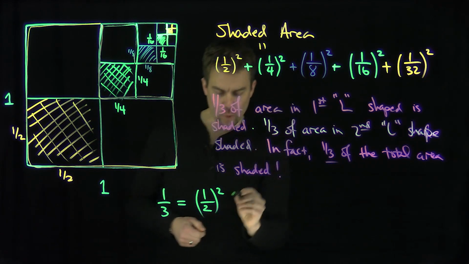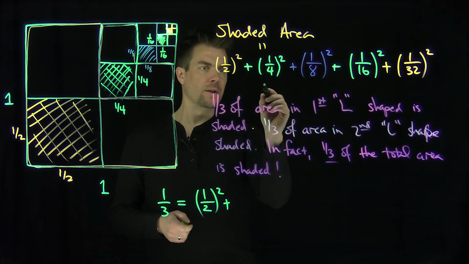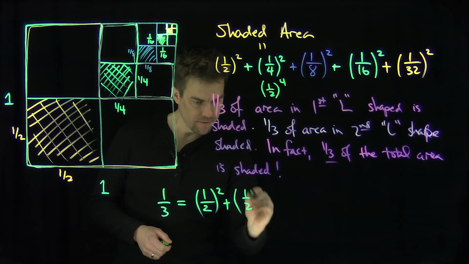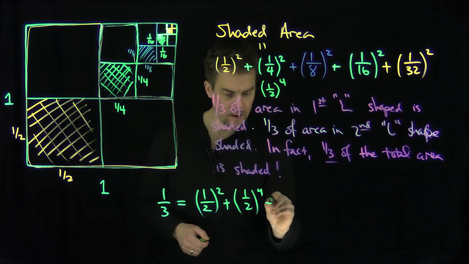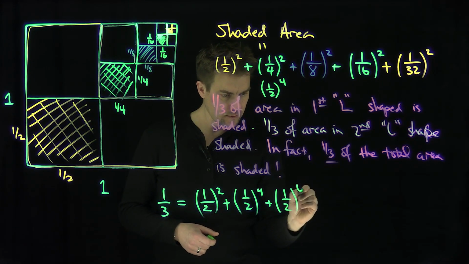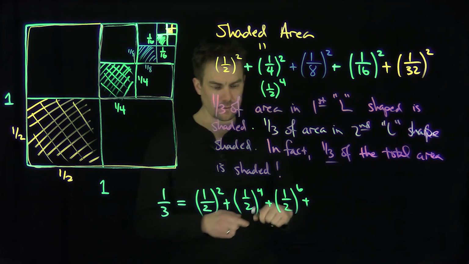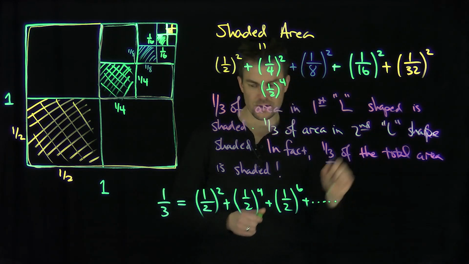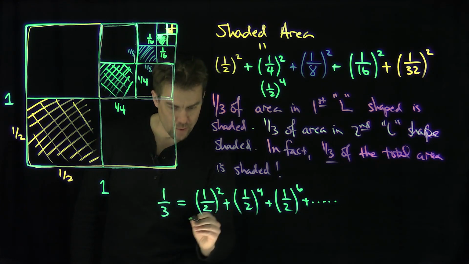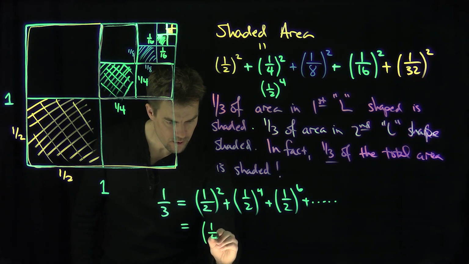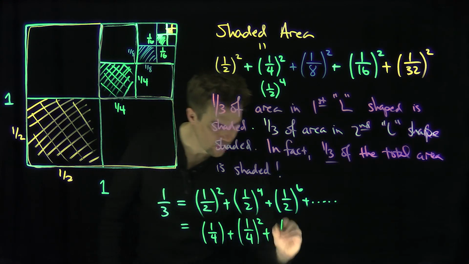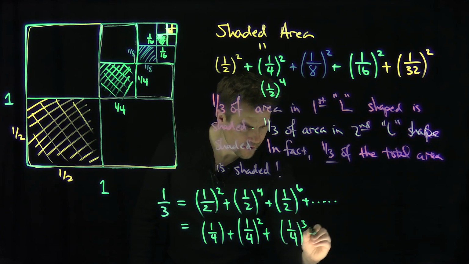Now 4 is really 2 squared, right? So since 4 is 2 squared, this is going to be 1/2 to the 4th power. Since 8 is 2 cubed, that's 1/2 to the 6th power. All the way down. This goes on forever, right? This infinite series. Now, of course, I can write these things in terms of 4, right? So I can write this as a 1/4 plus a 1/4 squared plus a 1/4 cubed, etc. forever.